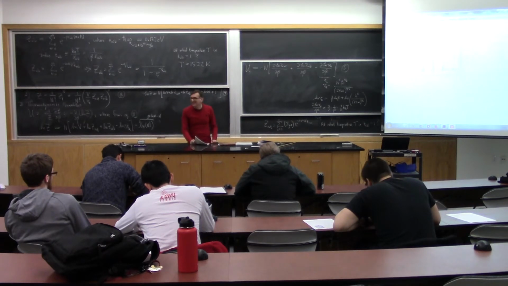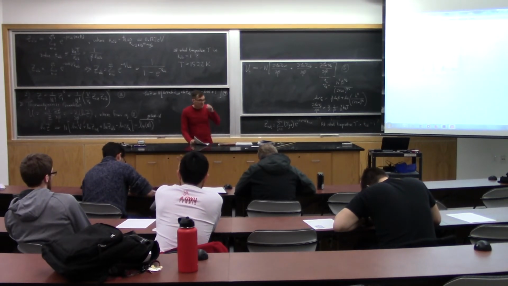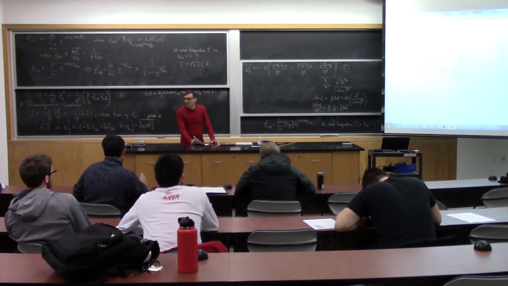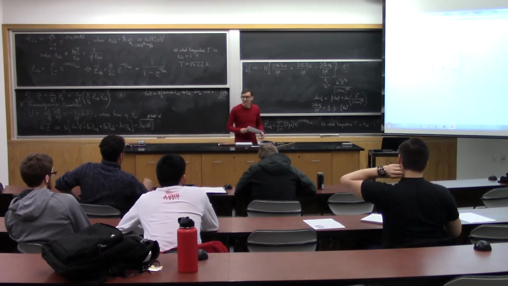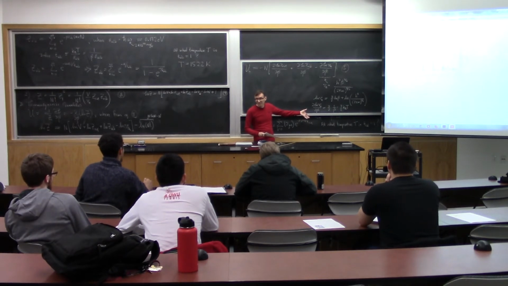We knew we had to get that for the translational motion, right? 3 degrees of freedom, 1/2 kBT of energy for each degree of freedom. 3 halves kBT. But look how it came out of the formalism. Okay?